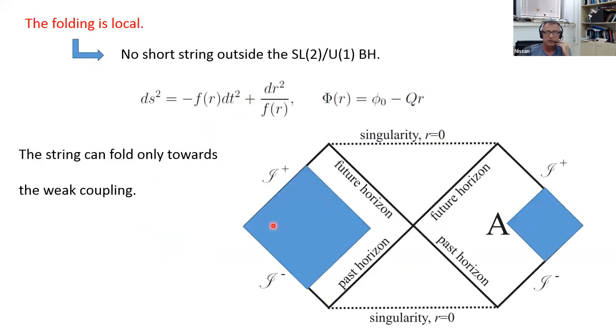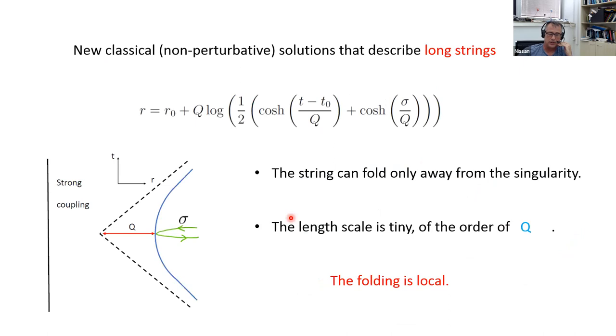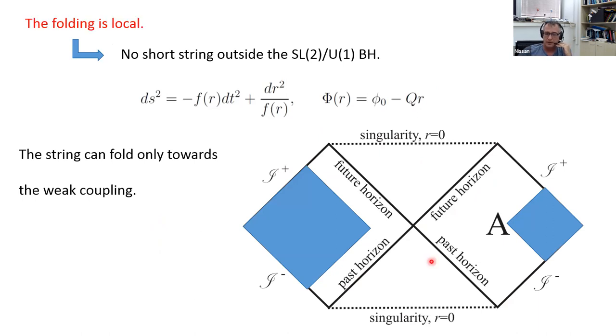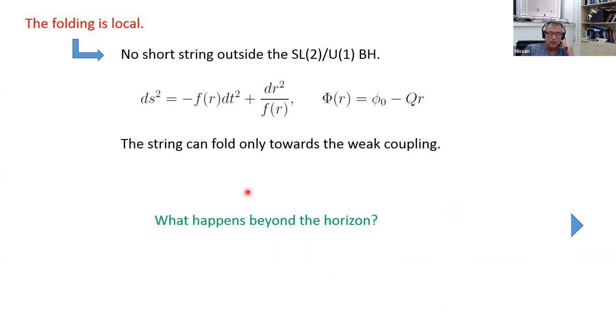So for example, if I think about this background that we talked about, the solution is not terribly important, but if we stare at the Penrose diagram, then I can imagine having a folded string that folds away from the black hole. Just like here, the string is folding away from the strong coupling. The same happens here: the string folds away from the black hole, toward weak coupling. So these are two solutions that we have. They cost an infinite amount of energy, so if you put them, you must modify the boundary condition. Now, what matters for us is the question, what happens behind the horizon?